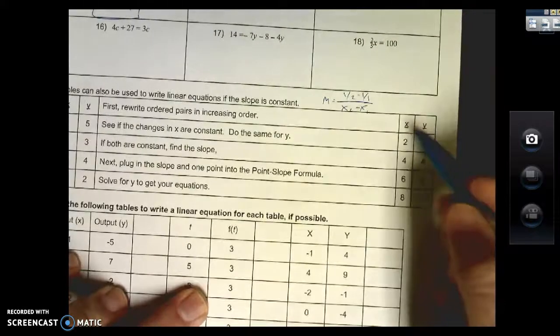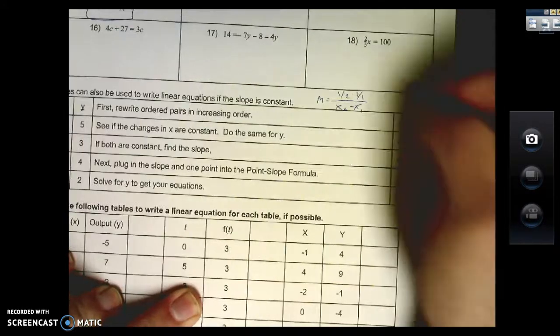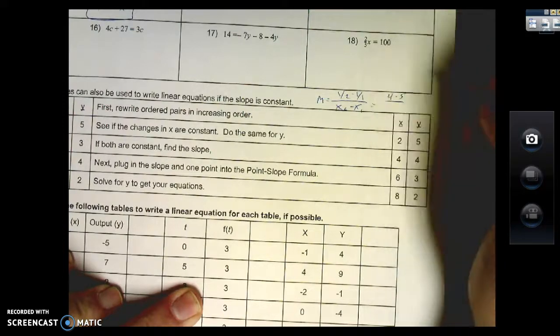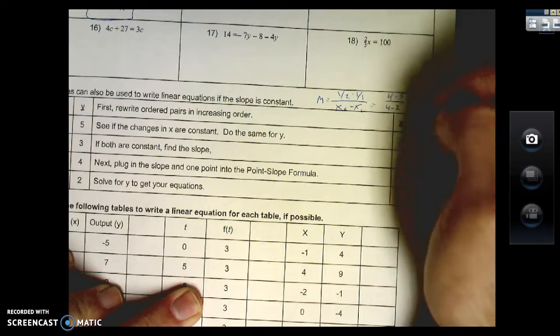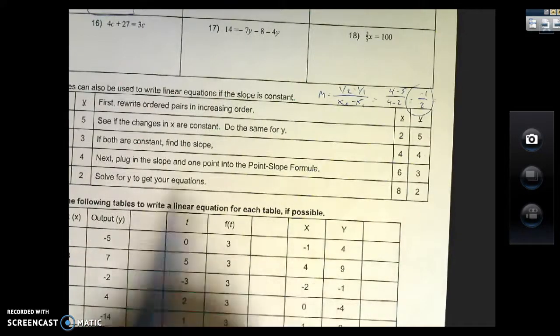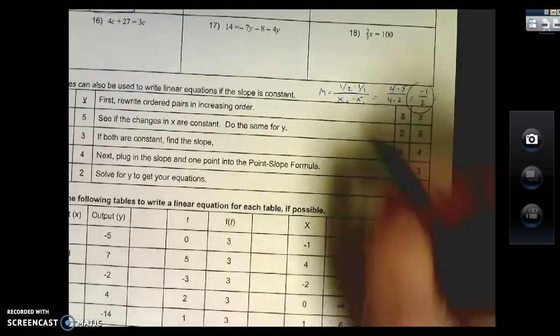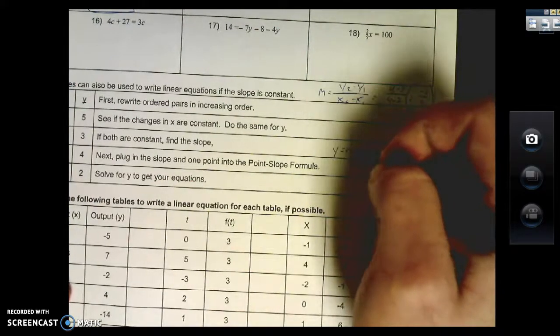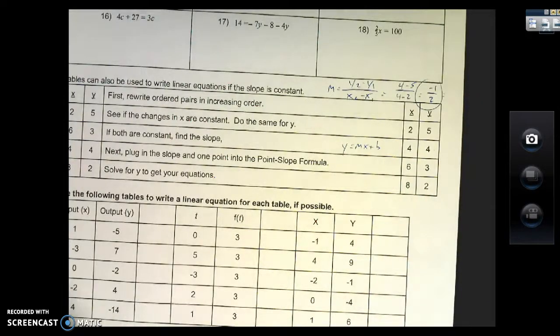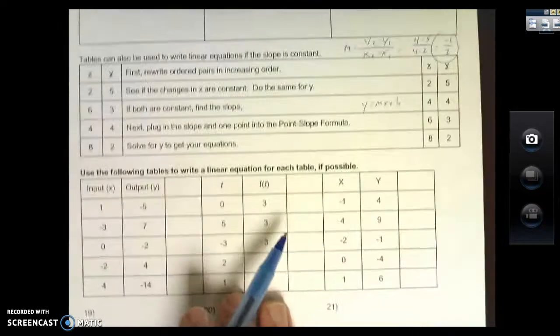So you pick 2 points. Here's x1, y1, x2, y2. Y2 minus y1, 4 minus 5, over 4 minus 2, negative 1/2. There's my slope, which you can then use. Point slope formula is just y equals mx plus b. And then solve for y to get your equation. So let's take a look at one of these together to see if it makes sense.